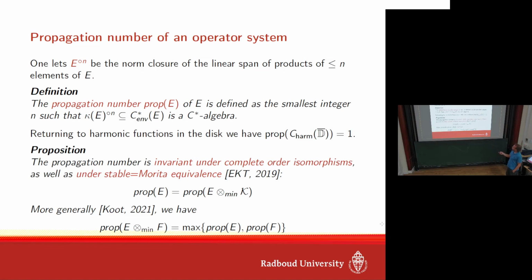So we show that this propagation number is invariant under complete order isomorphisms. That's not too surprising, but also under stable equivalence, stable isomorphisms, so tensoring with the compacts. This was later realized to be the same as Morita equivalence for operator systems, but that notion was not around yet. There is now a notion; Ventura, Kakariadis, and Todorov developed this. The previous work was on operator spaces and operator systems, and then it's actually the same as stable isomorphism.